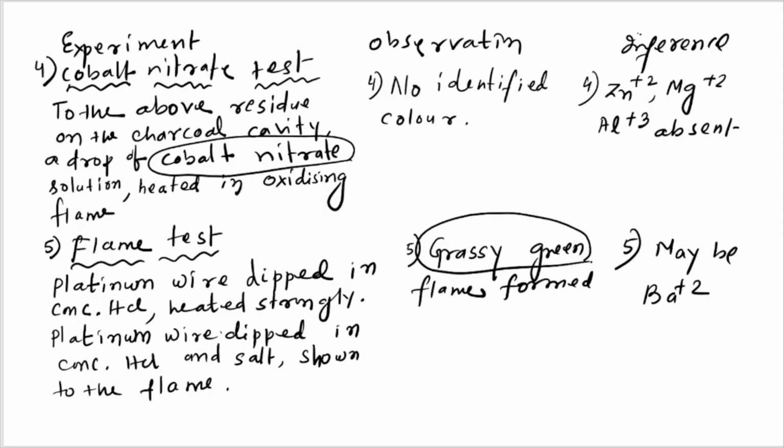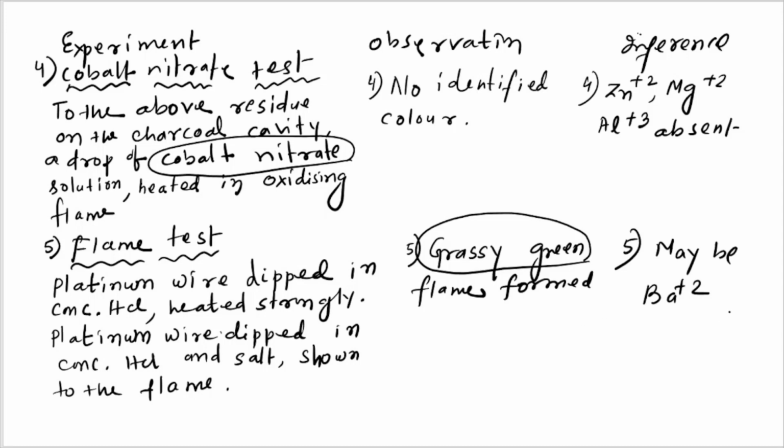That means it may be Ba plus 2. Remember, it is not a confirmed test. The dry test consists of so many tests, all are only "may be". There is no confirmed test in the dry test. Remember, green flame, green or light green, then it is called maybe Ba plus 2.